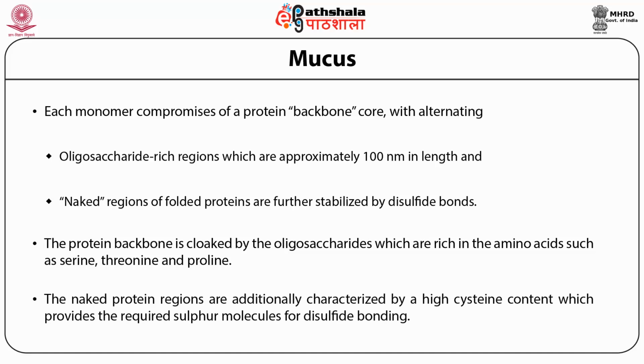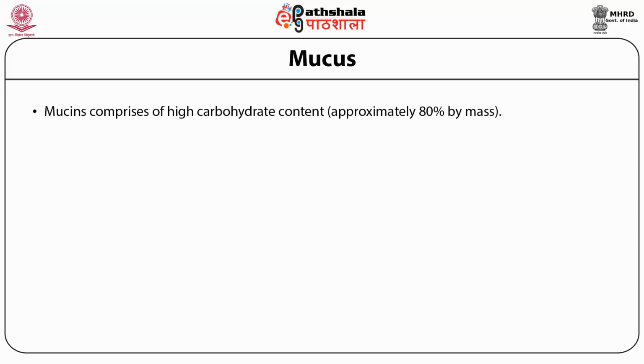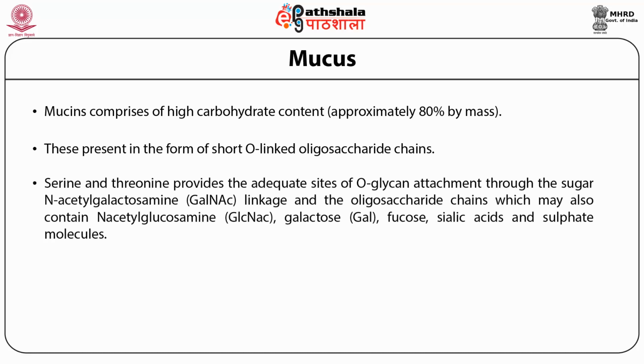The naked protein regions are additionally characterized by high cysteine content, which provides the required sulfur molecules for disulfide bonding. Mucins comprise a high carbohydrate content, approximately 80% by mass, which is present in the form of short O-linked oligosaccharide chains. Serine and threonine provide adequate sites of O-glycan attachment through the sugar N-acetylgalactosamine linkage and the oligosaccharide chains, which may also contain N-acetylglucosamine, galactose, fucose, sialic acids, and sulfate molecules.